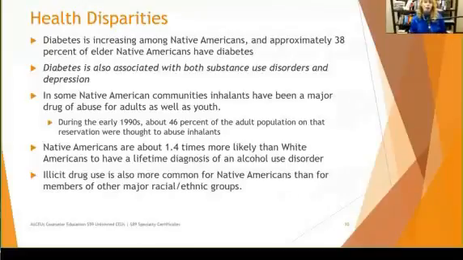Native Americans are about 1.4 times more likely than white Americans to have a lifetime diagnosis of an alcohol use disorder. And illicit drug use is also more common for Native Americans than for members of other major racial or ethnic groups.